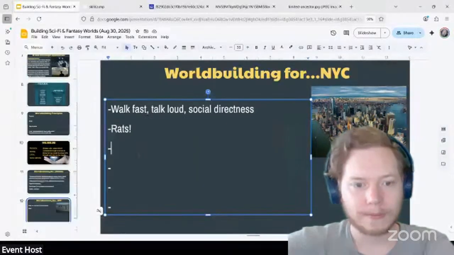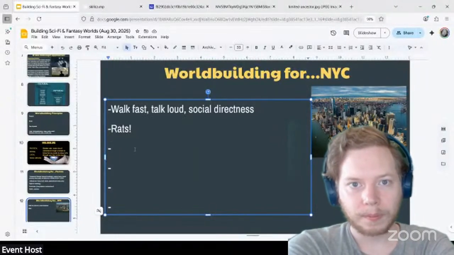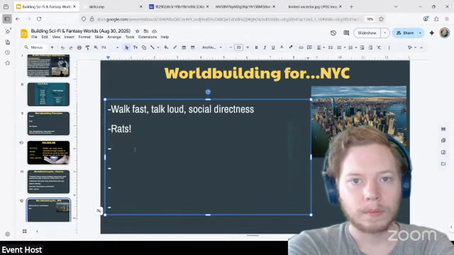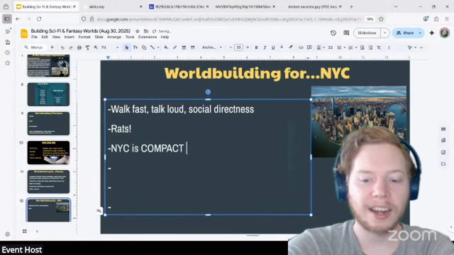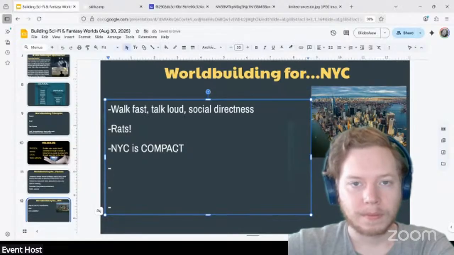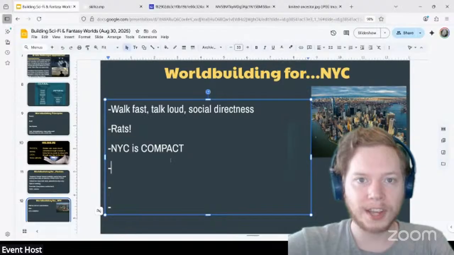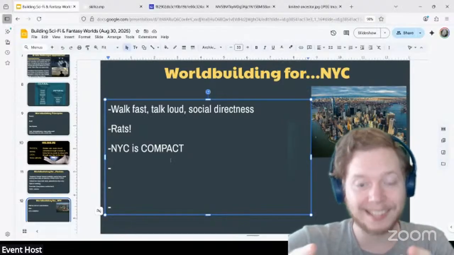Manhattan is a fairly small island. Not all of New York City, but Manhattan itself, right? So the fact that it's an entire island just covered in city, it's compact. They use that really well in stuff like Escape from New York and that kind of thing. Yeah, there's a big sprawl around it, but NYC itself, those little islands, it's pretty dense.